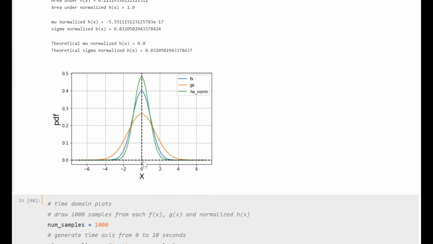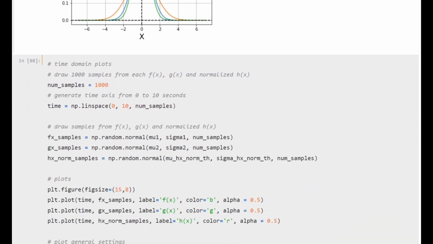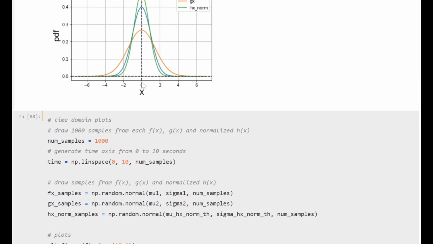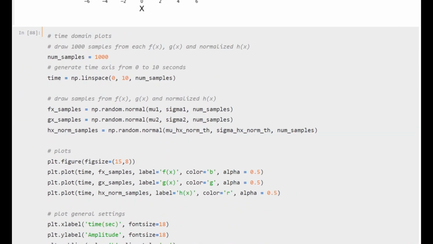So here we are. Because now the mean is 0, both fx and gx are coinciding with each other, and hx normalized also has 0 mean, but each of the three has a different standard deviation. So what I intend doing now is drawing samples from all these three distributions. I know they are Gaussian distributions, so I'm going to use a function called normal, and that will give me the Gaussian distribution with the mean mu1, sigma 1, and number of samples, which is 1000 in this case, to give me samples from the function fx.